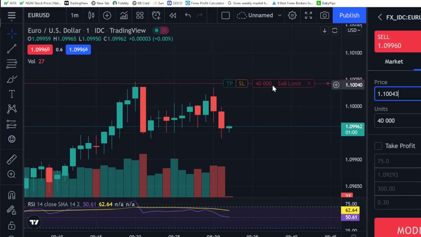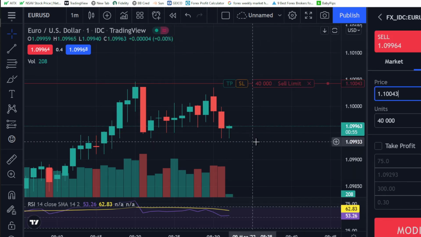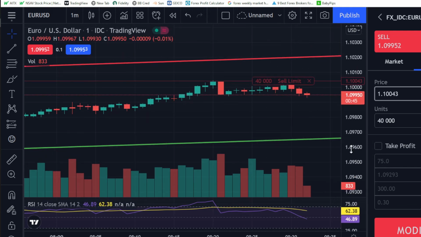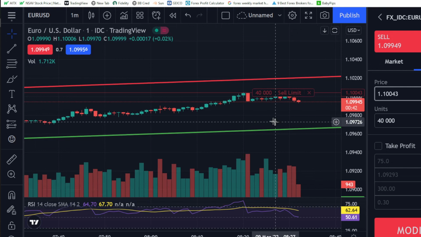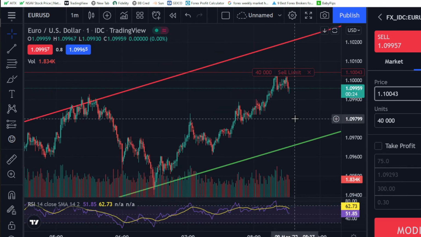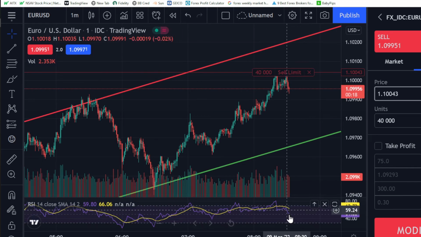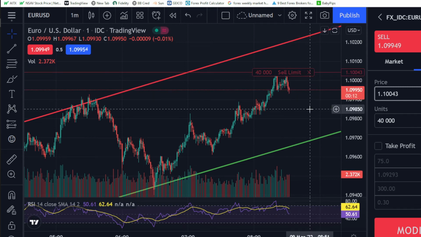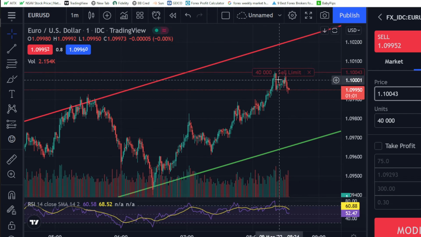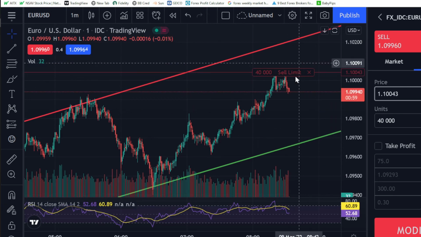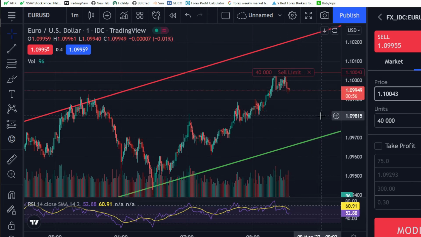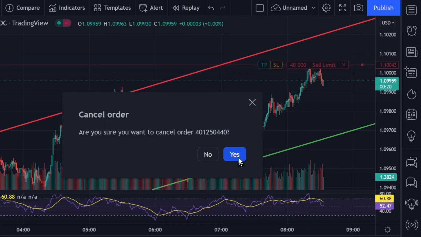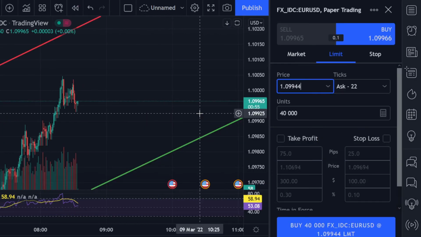So let's modify the order, heading down quickly here. This is that channel I drew, but we're obviously magnified quite a bit in. Looking down here at the RSI, it's heading down. I'm going to cancel. So we didn't make it. I could have left this here. Probably on the next cycle up, it would probably hit it. But I'm trying to do a video. Hitting the X cancels the order, so that is exactly what I'm going to do. Yes, do a buy. So we did a buy.